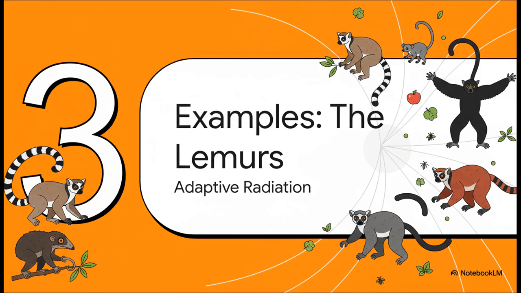So, let's put some faces to these traits, and there's no better place to start than with the lemurs, the true poster children for the strepsirrhines. They were isolated on the island of Madagascar, and without many competitors, that one ancestral group just exploded into over 100 different species. It's a textbook example of what we call adaptive radiation.